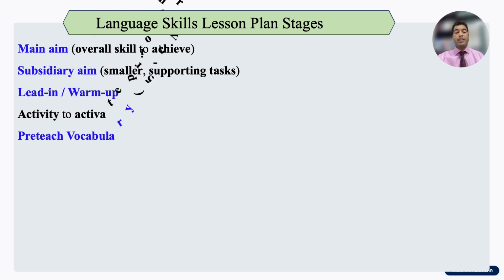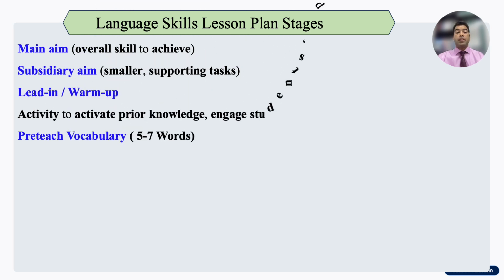Then comes lead-in or warm-up. A lead-in activity activates prior knowledge, engages students and introduces the topic. If we want to teach students about AI in education, we give some examples. If we want to teach students about family life, we give some pictures or play audio tracks. So that is the lead-in, warm-up. Then pre-teach vocabulary, the important vocabulary: five to seven words or up to ten words. So students will listen for the keywords or around the keywords and read the text with those keywords.